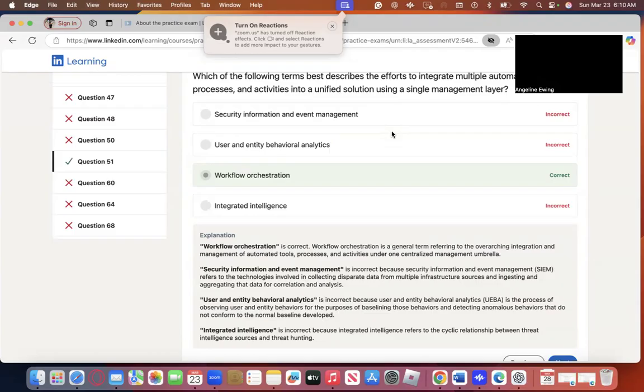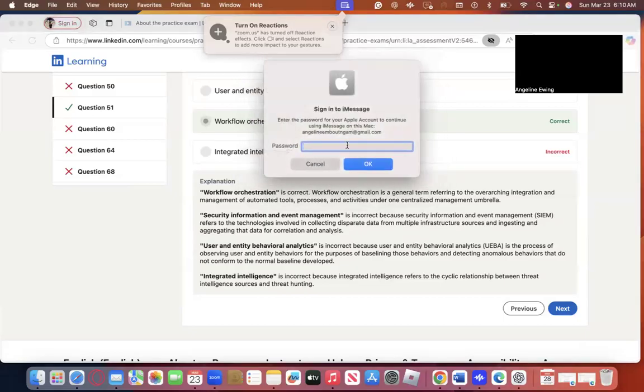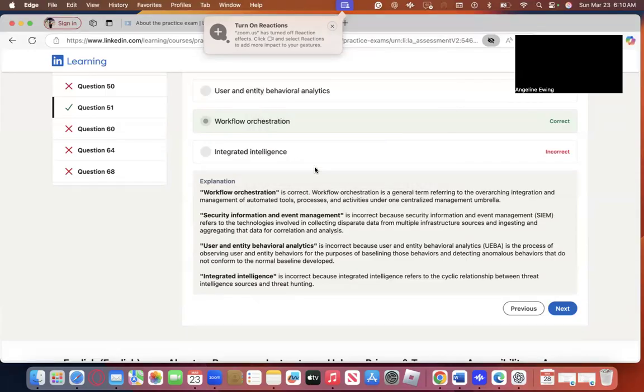The incorrect answers are security information and event management, user and entity behavioral analytics, and integrated intelligence. Security information and event management is incorrect because security information and event management, SIEM, refers to the technologies involved in collecting disparate data from multiple infrastructure sources and ingesting and aggregating that data for correlation and analysis.